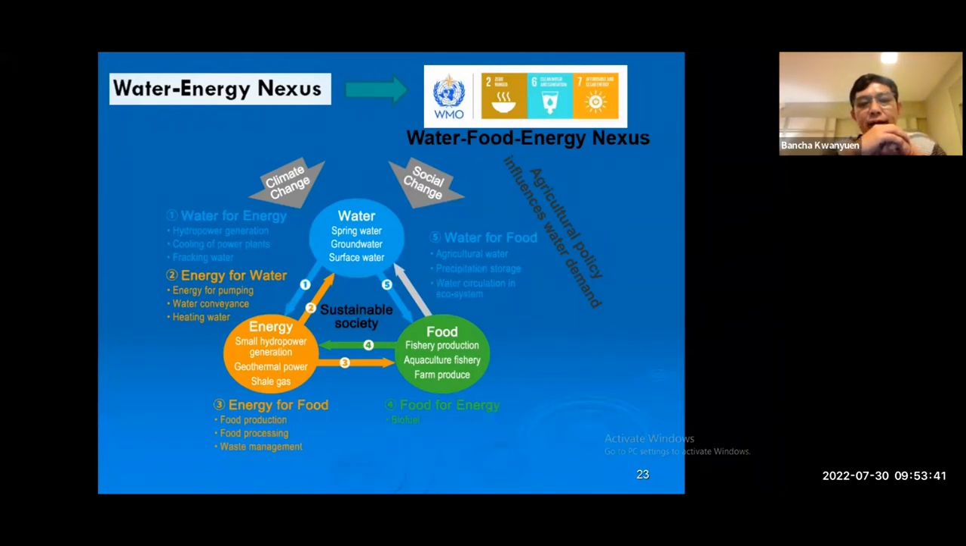And again, here we have the water, food, and energy nexus. And of course, now we have climate change as an external factor. You can have social change and human behavior, so we can have a connection between these three and the other two as external effects. We can have water for energy: water can generate hydropower and can be used for cooling of the power plant. And of course, you need energy for pumping and for water conveying, and you need water for the heating of the crop, in terms of growing crops in a cold climate. What we have here is water and food.